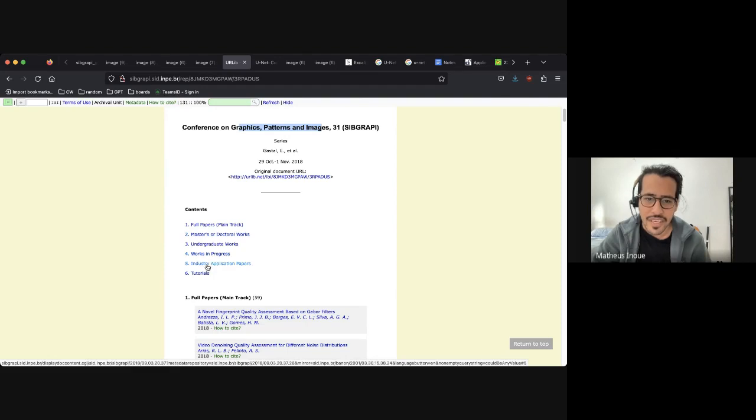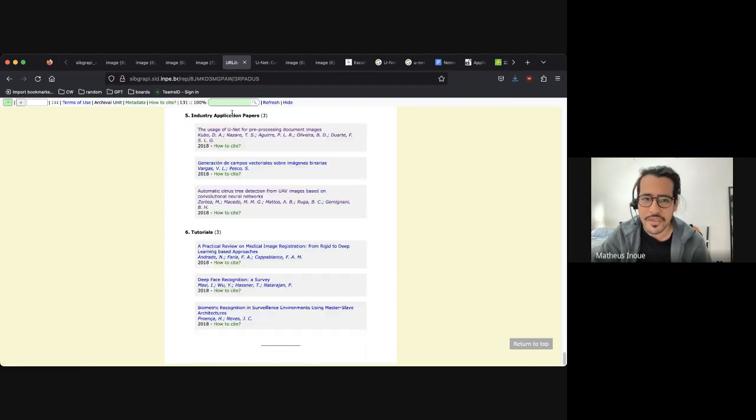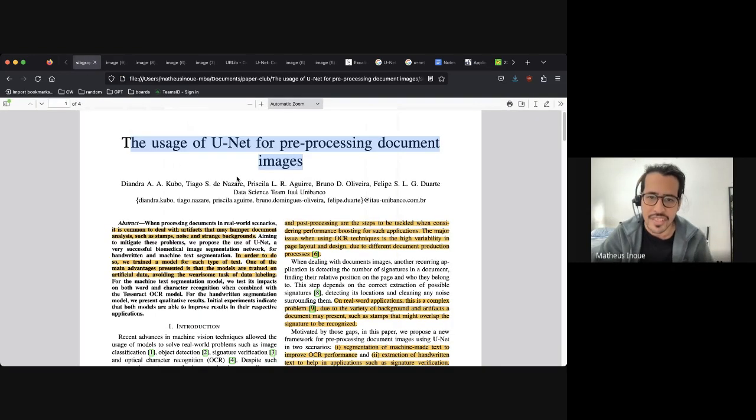It's because it was not approved as a full paper in the main track, but it was approved in the track of industry application papers. So here you can see the paper. Maybe that's related to why they did this very short paper, just to show the results and the application that they are using. Because the guys are also from Itaú, so it's an application in the industry of image processing techniques.